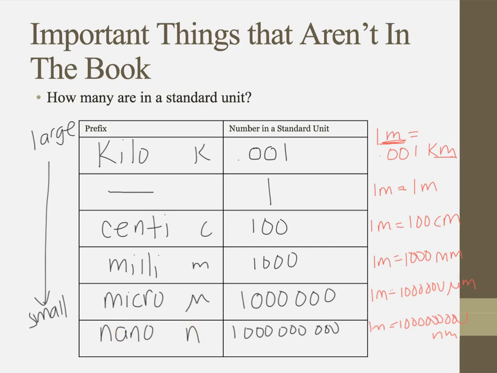Nanometers are really small, 1 billion. Micrometers, 1 million. Milli, like a millennium, 1,000. Centi, like 100 cents, 100. And kilo, those are really big units, 1,000th.